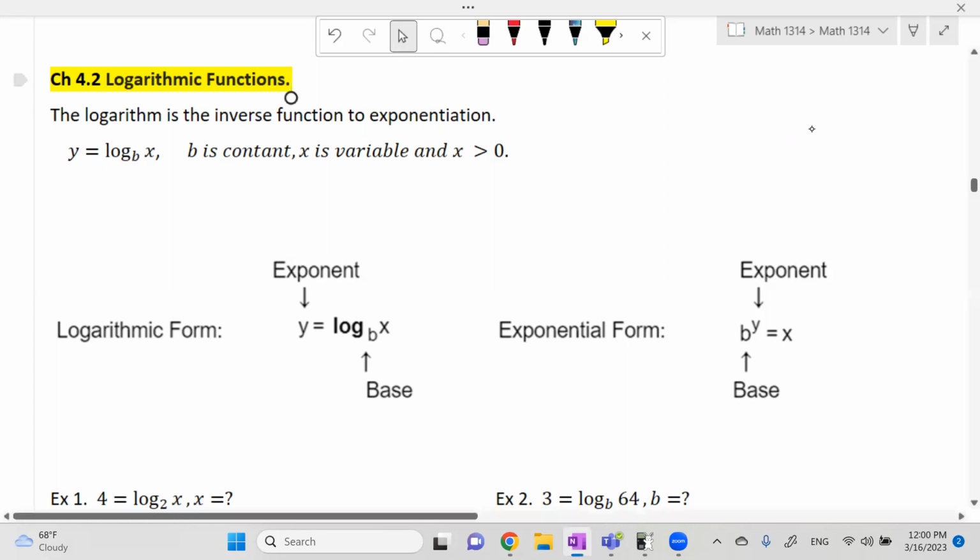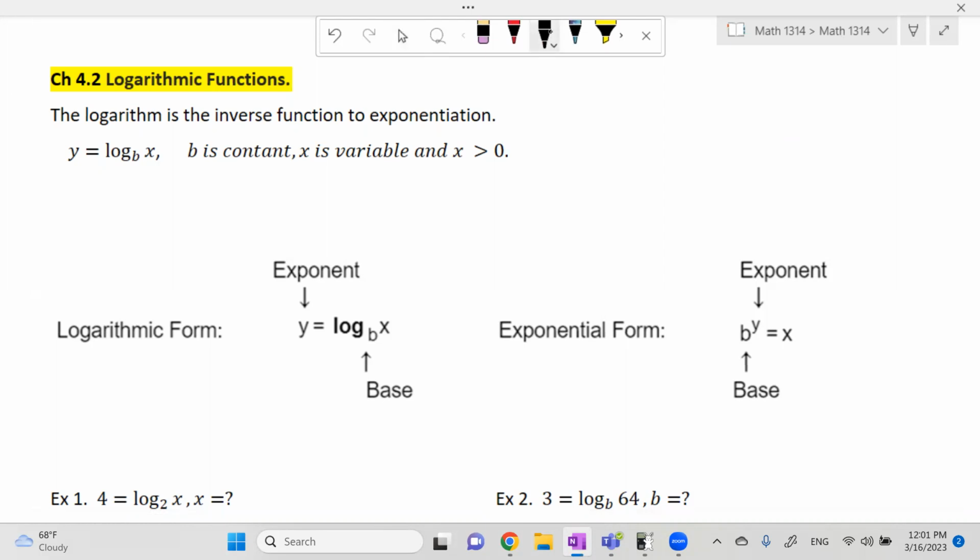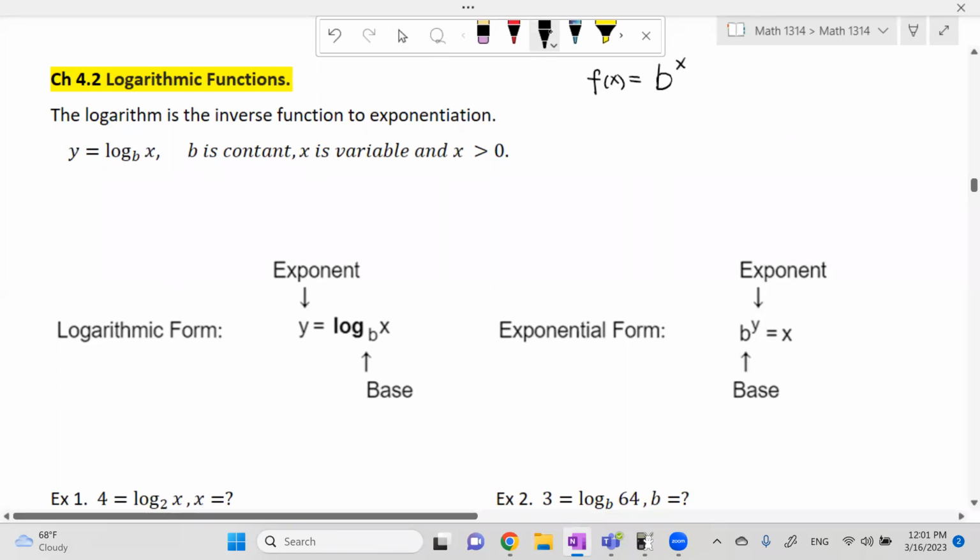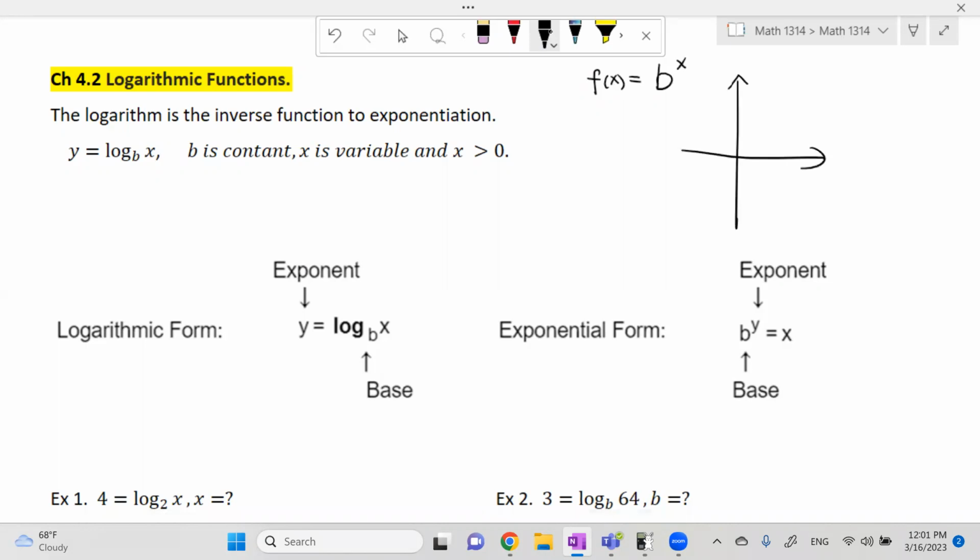All right. Okay. What is a logarithmic function? It is the inverse function to the exponential function. The exponential function we have learned is f of x equals b to the x. If b is greater than 1, I have an increasing function like this. And its inverse function is symmetric along y equals x.